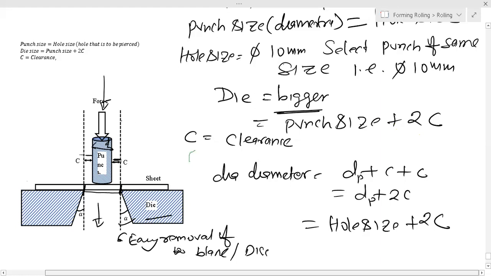And in the punching die design, it is very clear, again I am telling you, because in the examination people get confused between blanking and punching, and which one gets the size. So always remember, in a punching operation, punch size is the same as the hole size, because the hole is our requirement, and die size will be bigger. How much bigger? That is twice the clearance.